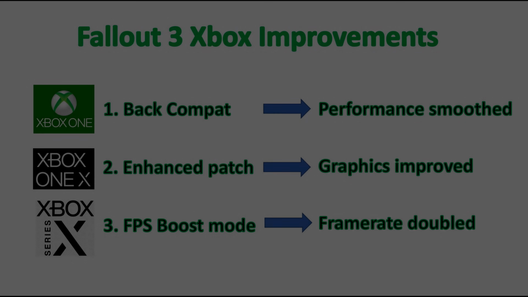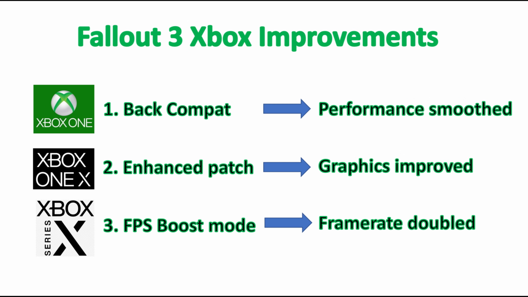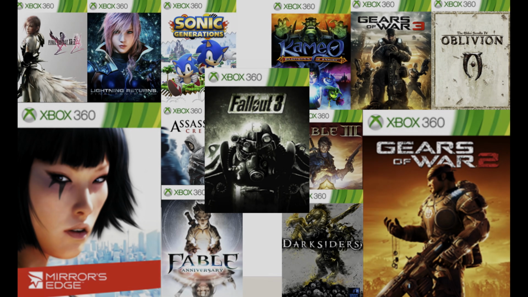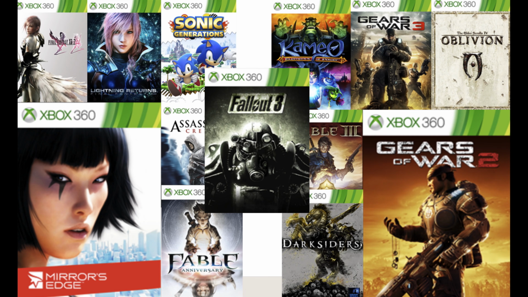So, Fallout 3 benefited from smoother performance thanks to backwards compatibility on Xbox One, improved graphics quality thanks to the enhancement patch on Xbox One X, and frame rate improvement thanks to FPS Boost on the Xbox Series consoles. By my count, there's actually only about a dozen Xbox 360 games that benefit from all these improvements. Besides Fallout 3, other games that benefit include Gears of War 2 and 3, Final Fantasy 13-2, Sonic Generations, Mirror's Edge, which will actually play up to 120 frames a second if you have a TV or monitor that supports that refresh rate, and, as mentioned, Elder Scrolls 4 Oblivion.